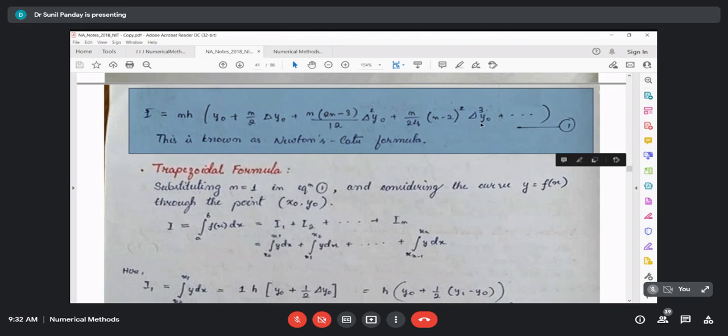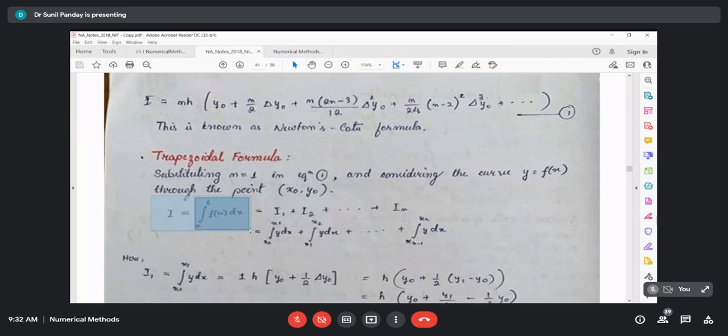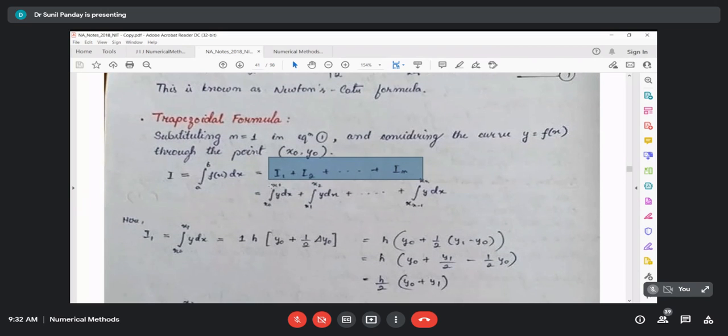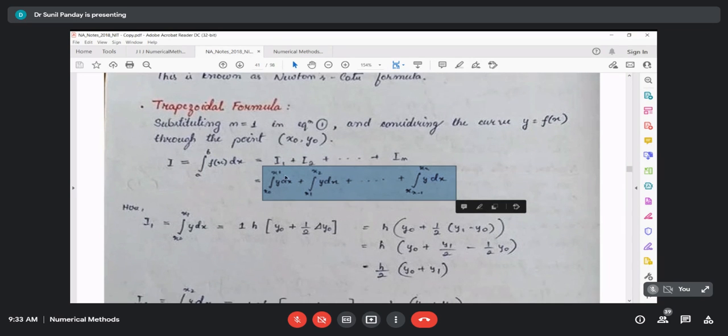So how do we do this? In this trapezoidal formula, we divide the given interval of integration AB into sub-integrations. You can see I have chosen equally spaced points x0, x1, x2, x3, up to xn. Then I can write this integration as a sum of sub-integrations: x0 to x1 y dx, x1 to x2 y dx, up to xn minus 1 to xn y dx. So first thing I have to do is this one.